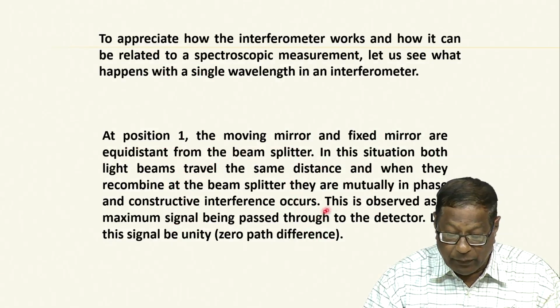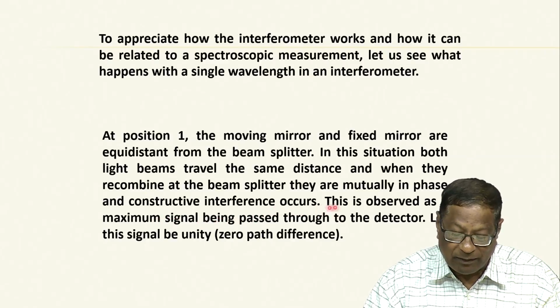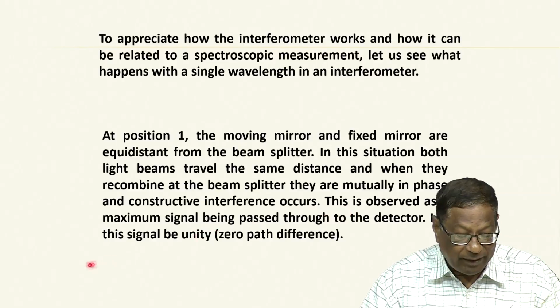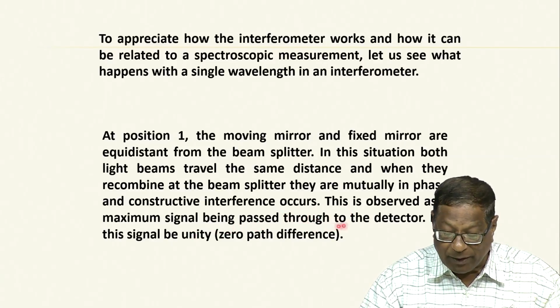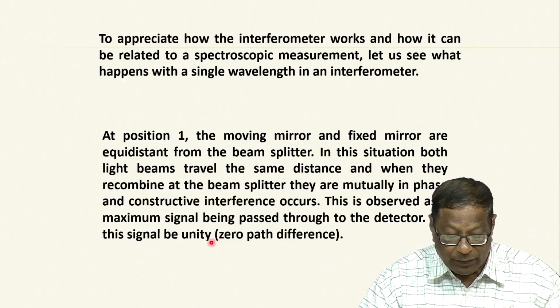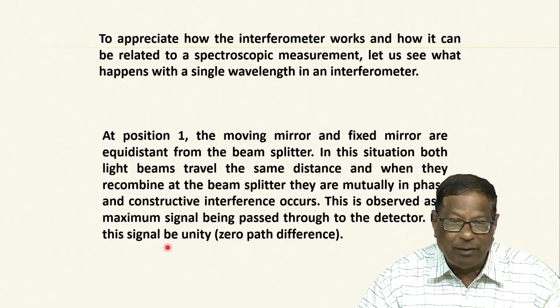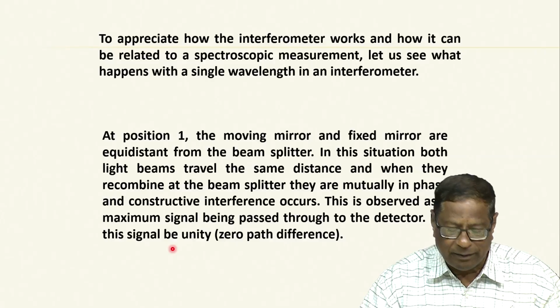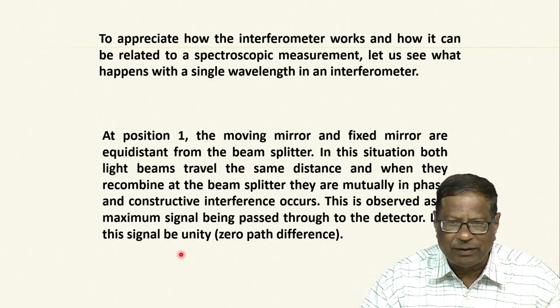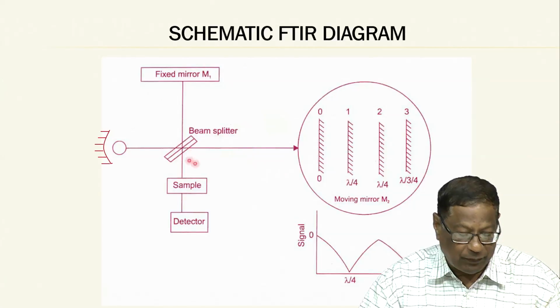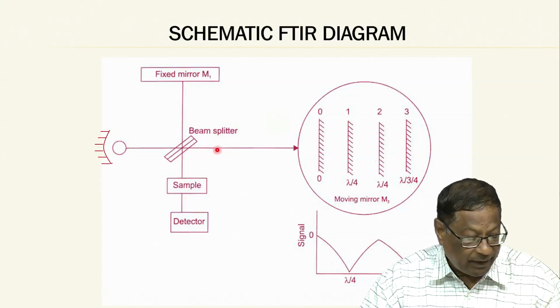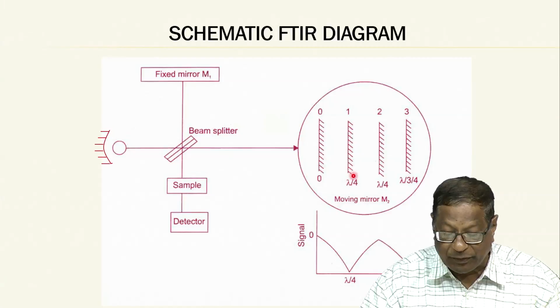So, when both the paths are equal, it is observed as a maximum signal passed through to the detector. Let this signal be unity. That is known as 0 path difference. The path difference between this and this is 0. Then comes the first position.